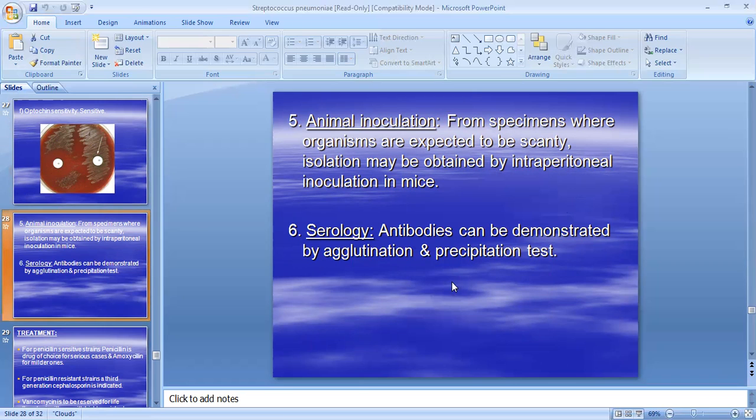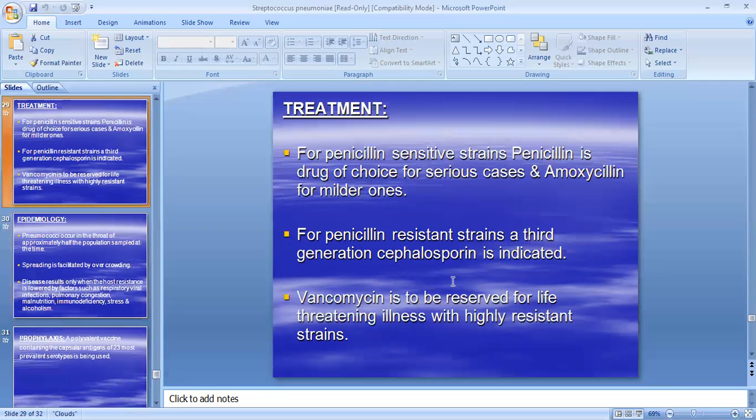Isolation may be obtained by intraperitoneal inoculation in mice. Serology includes antibodies that can be demonstrated by agglutination and precipitation tests. Treatment includes penicillin and its derivatives, cephalosporin is also used, and vancomycin.